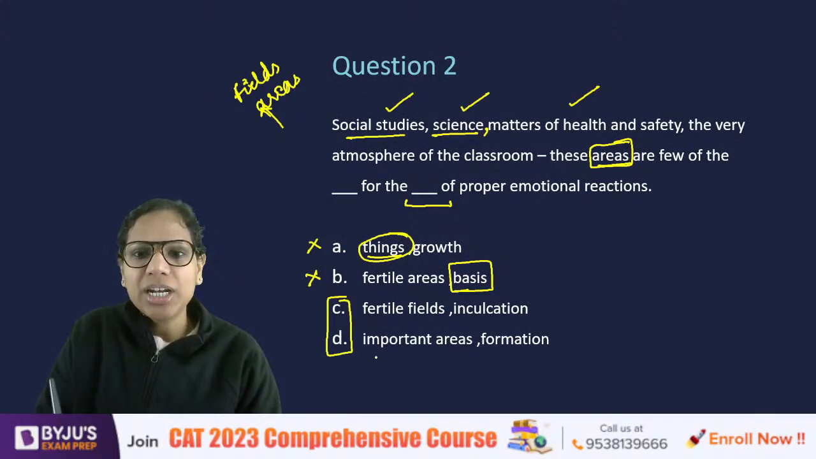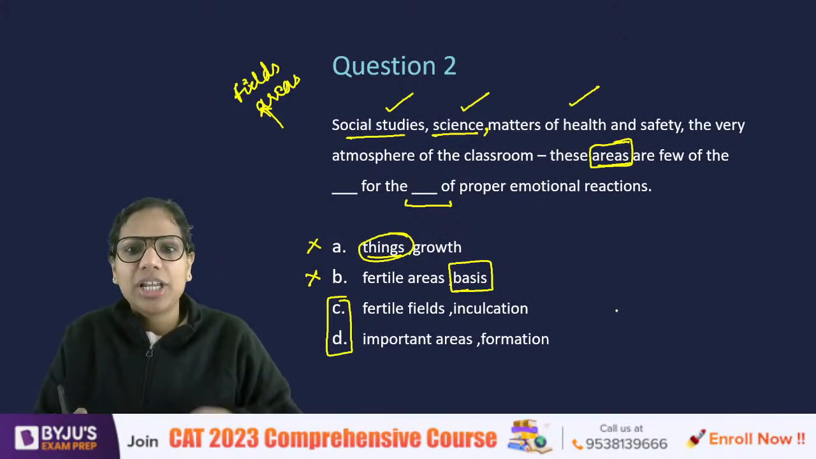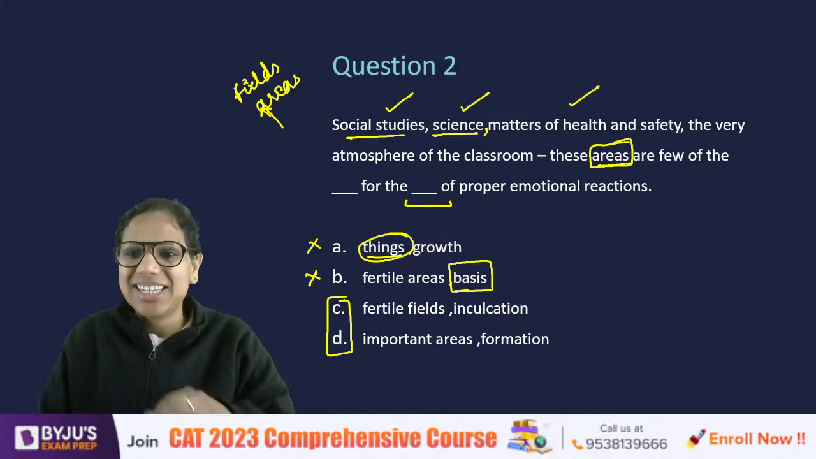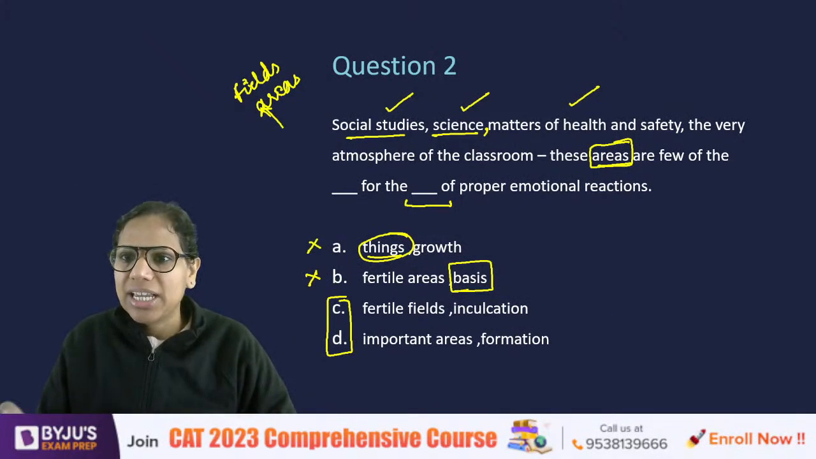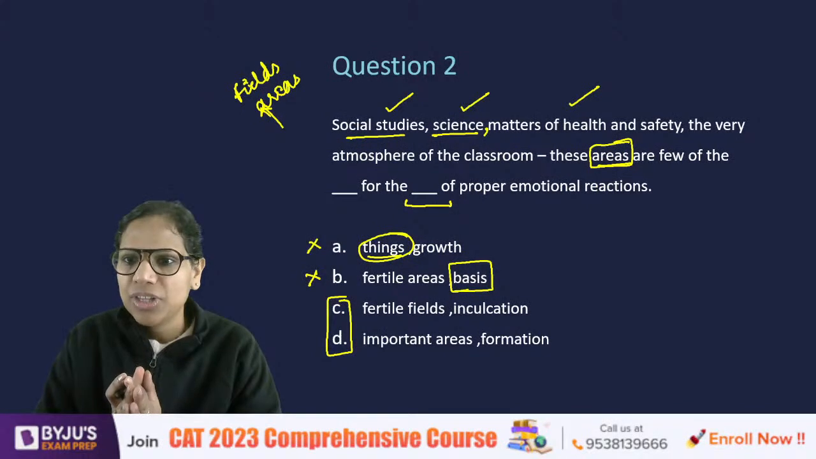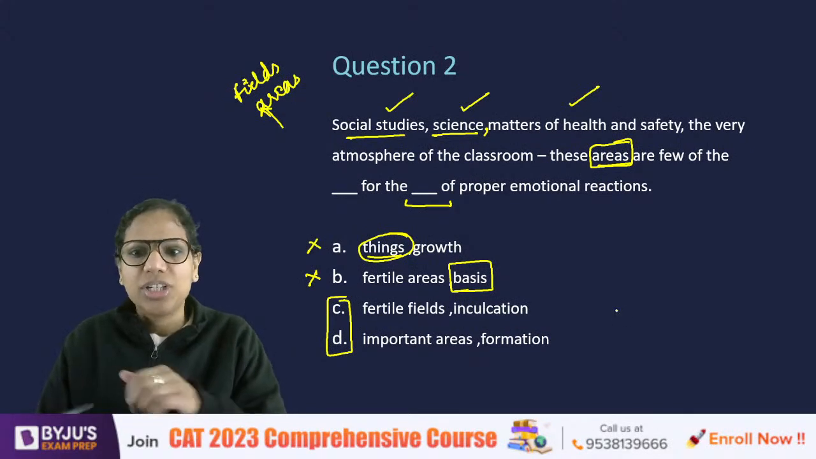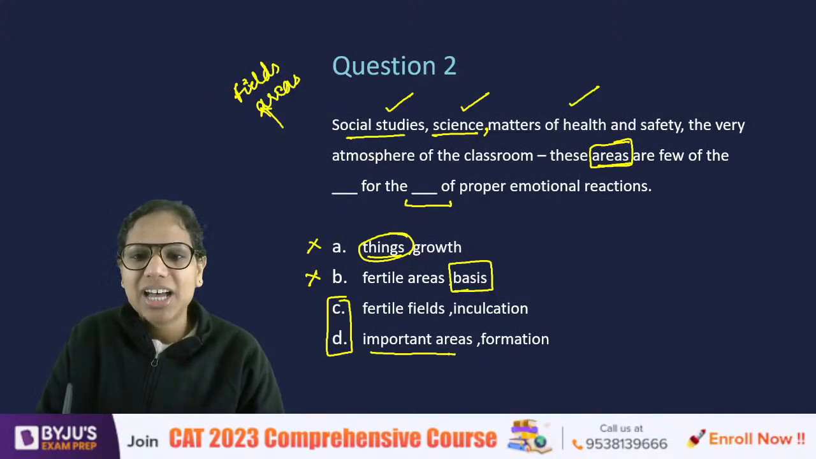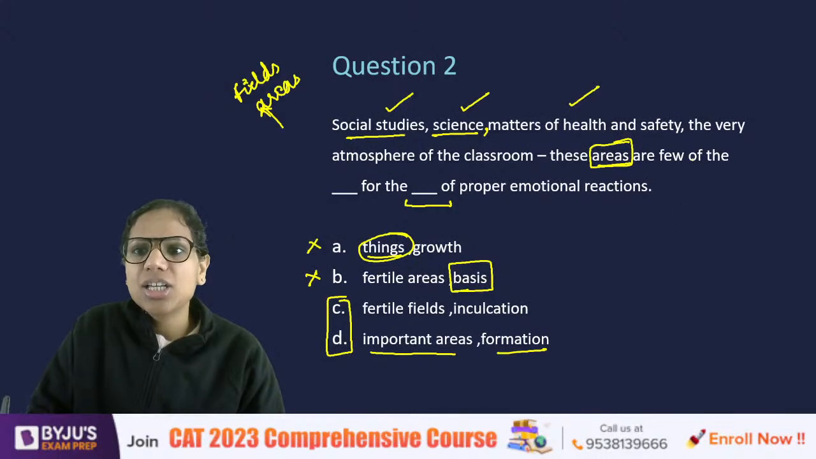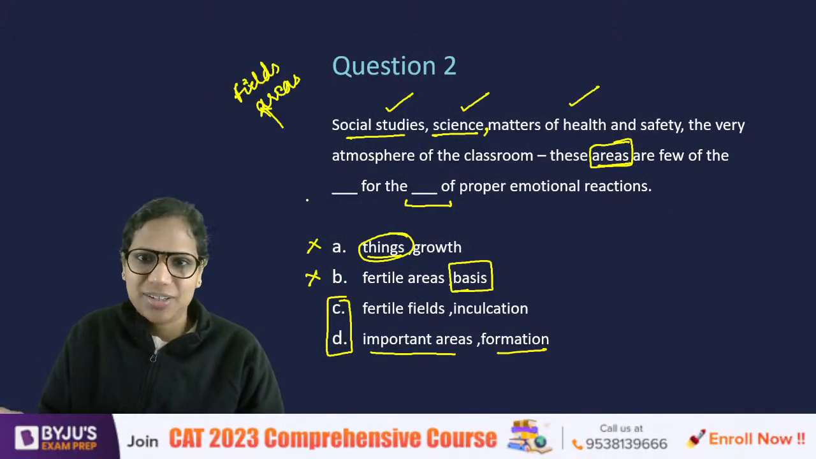Okay, we are left with these two. Now, between these two, tell me which is better, C versus D. So, Meet, you were right in narrowing down to C and D. Good, Jasmine, good. And I've got a lot of D's now. Absolutely correct. You guys are absolutely correct. D is the answer. So these areas are few of the important areas.